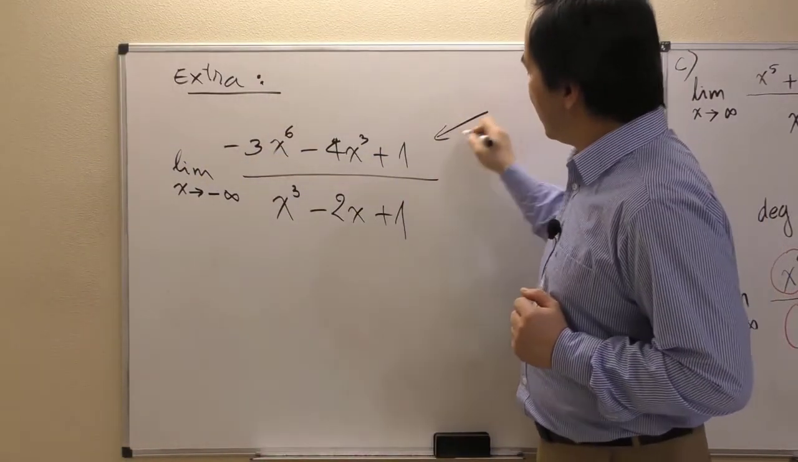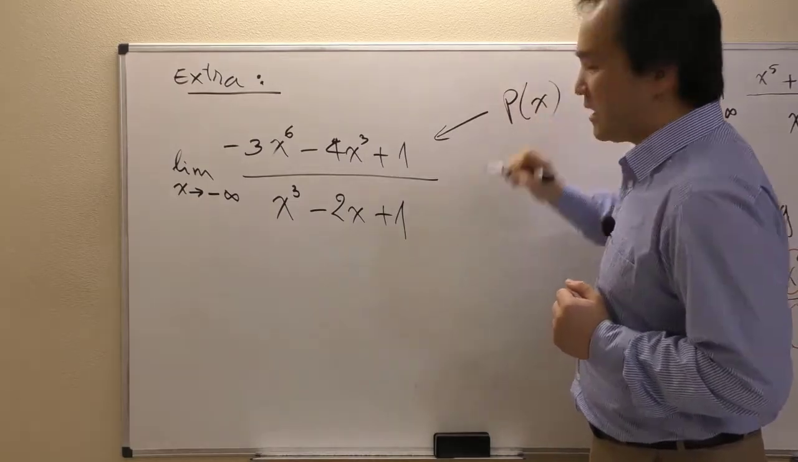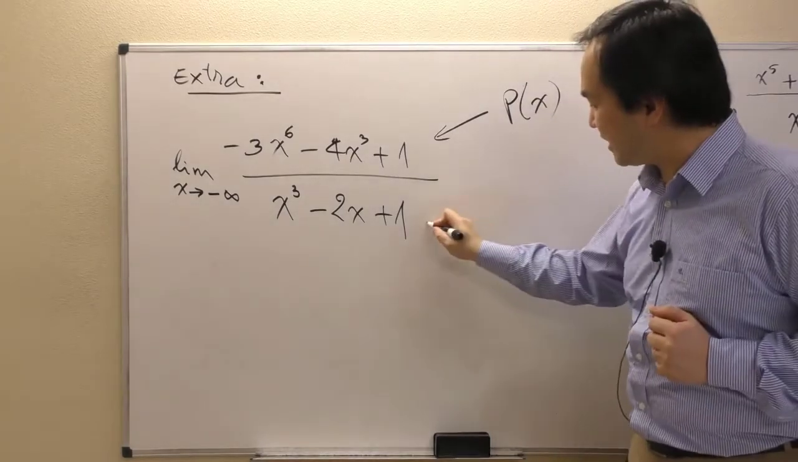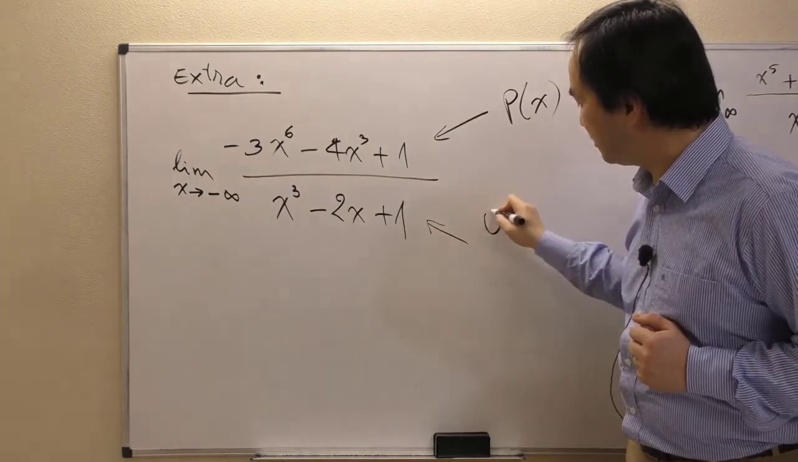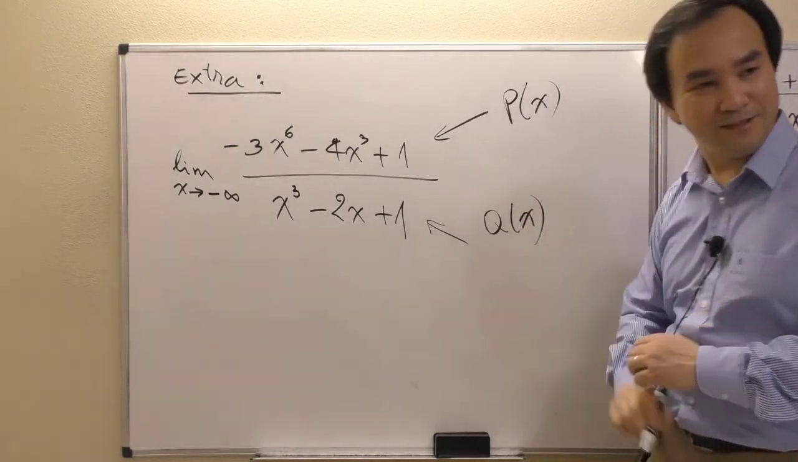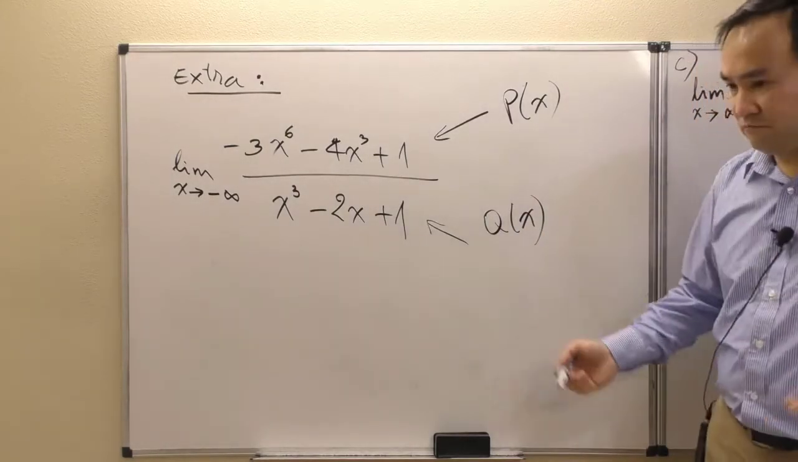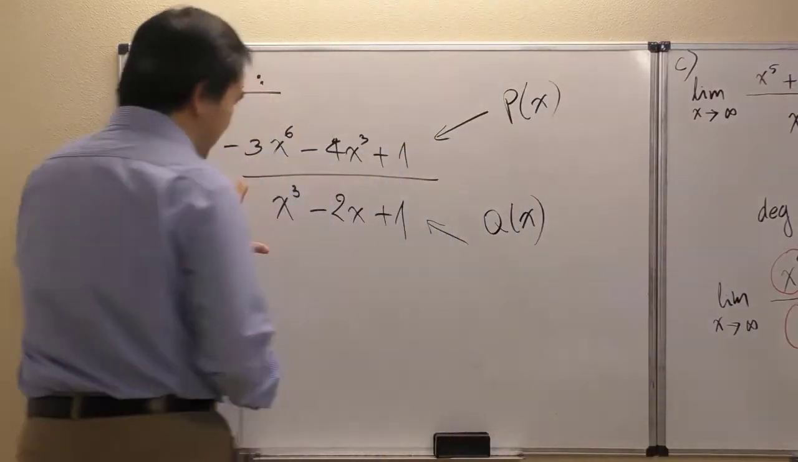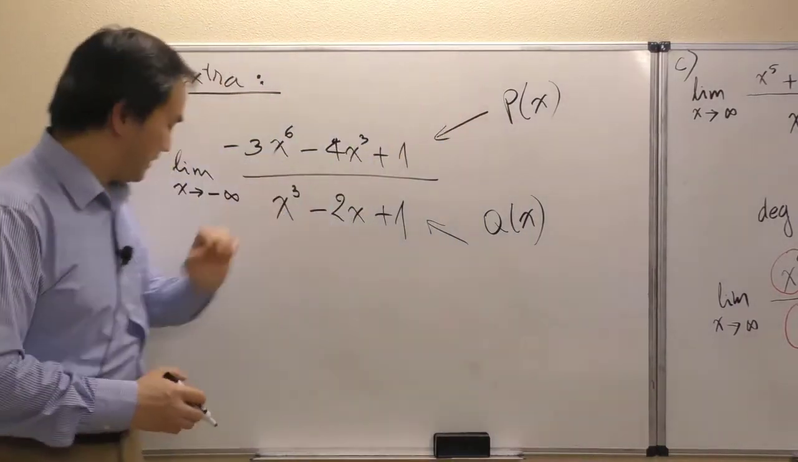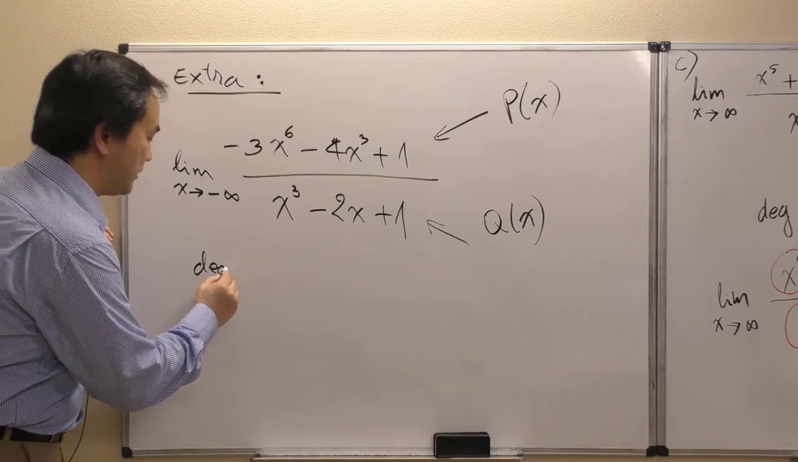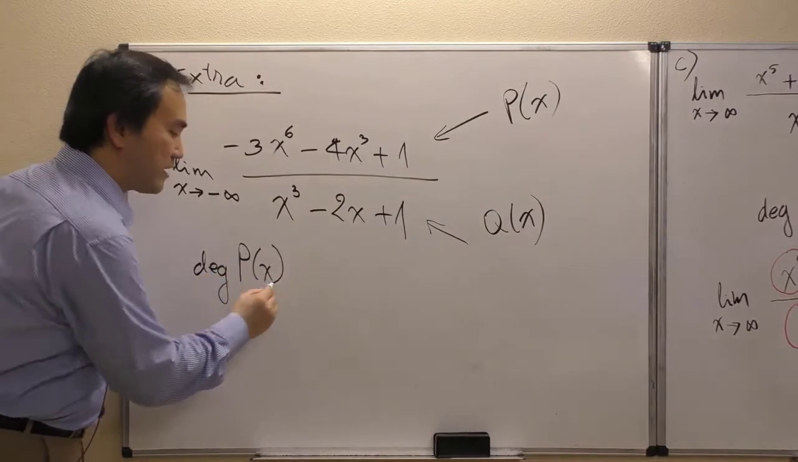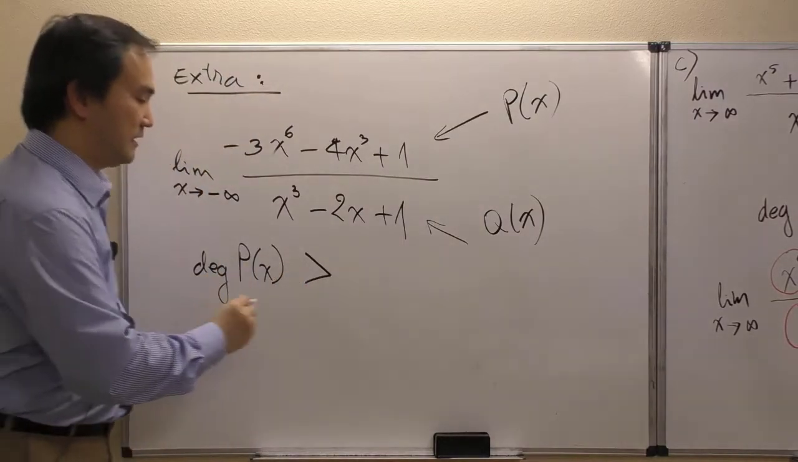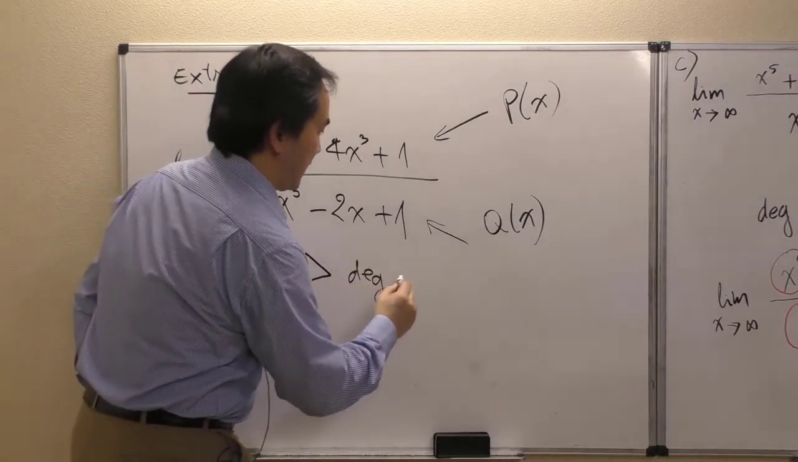The numerator here, we can call it a polynomial p of x. The denominator here, we can call it a polynomial q of x. Now again, I'm looking at p of x as a polynomial having higher degree. So the degree in the numerator is now higher than the degree in the denominator.